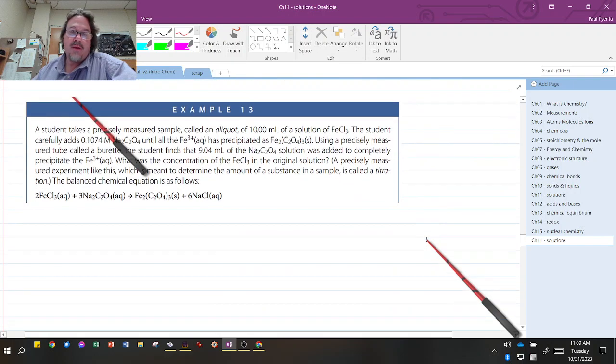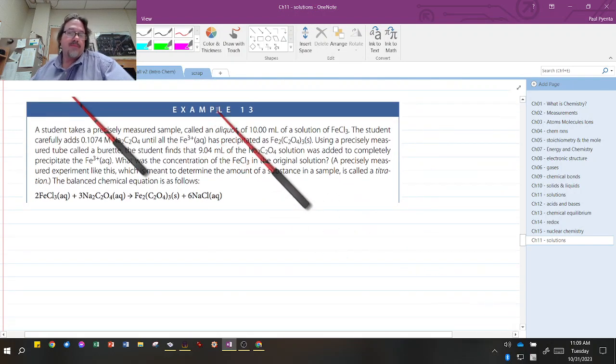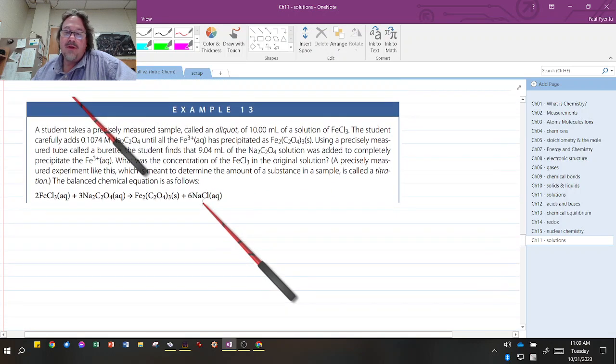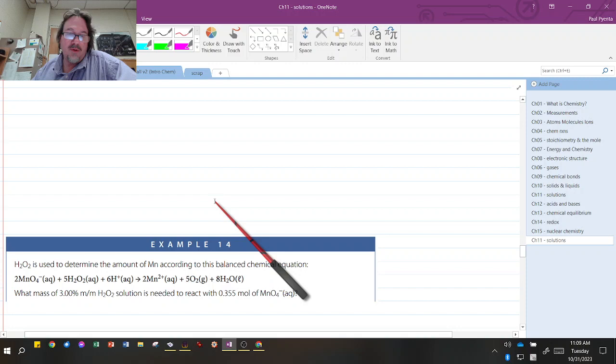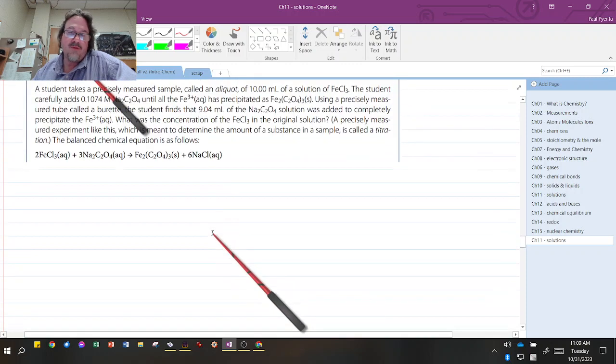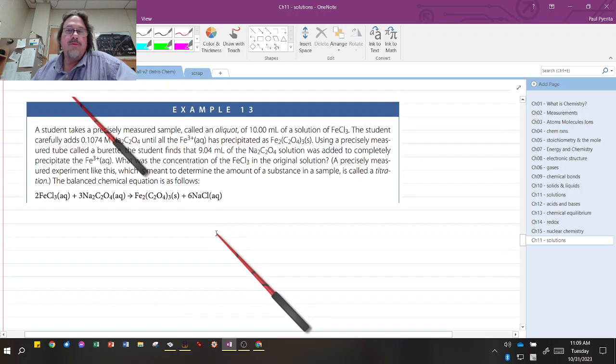Okay. Example 13. This looks like a long problem. This is probably the most challenging one in this lot. I don't know, 13 and 14 about the same. They're just a little bit longer, but you've seen everything in previous chapters to do this. So let me step you through it.